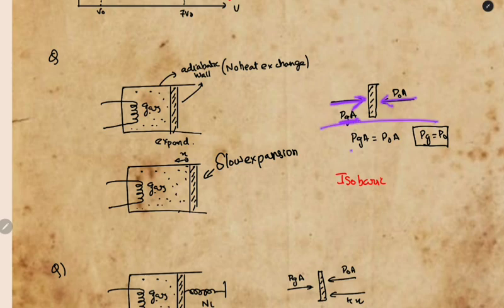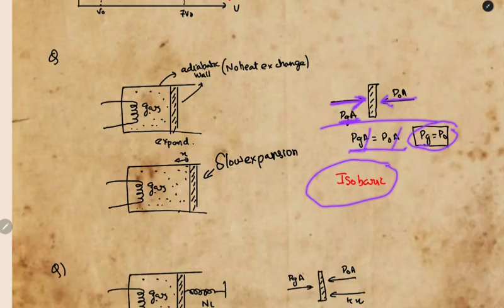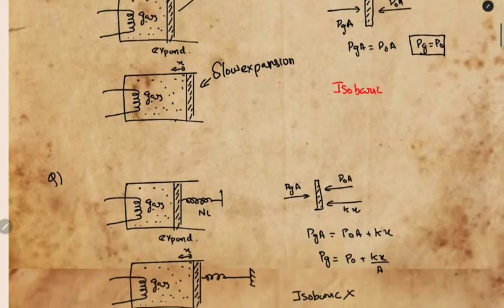Can I tell that both will be equal? I can tell Pg is equal to P naught. In this, the pressure is going to be a constant, right? So A will get cancelled, and Pg is equal to P naught, which means it is an isobaric process.